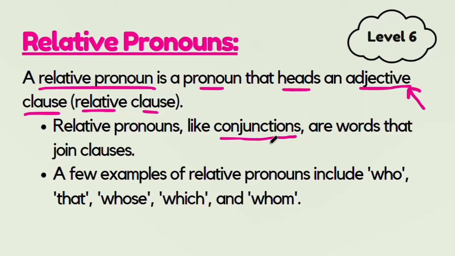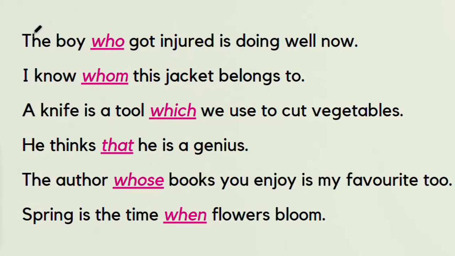Conjunctions are joining words and they join clauses together. A few examples of relative pronouns include who, that, whose, which, and whom. We also have what as a relative pronoun. It all depends on how you use these things. Now let's quickly see how to use them in sentences. Let's read the first sentence.